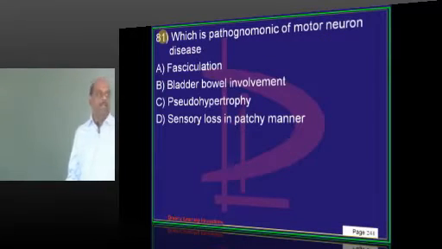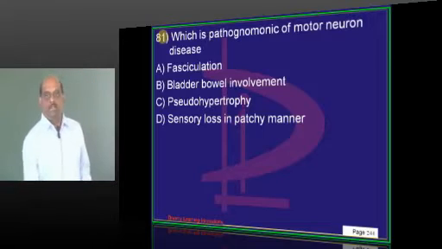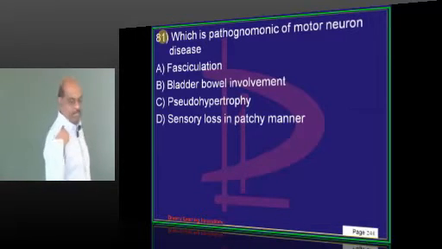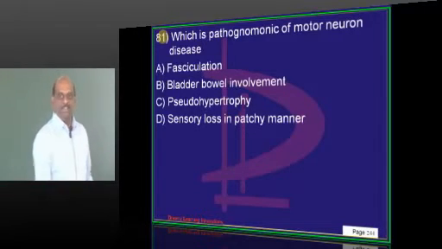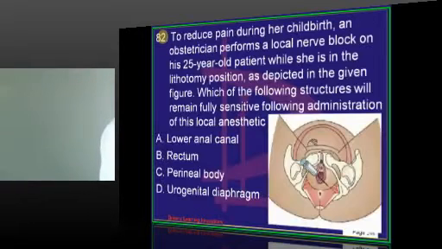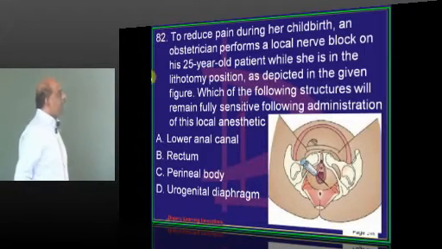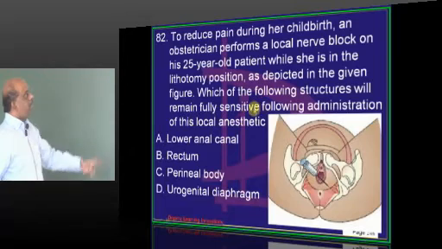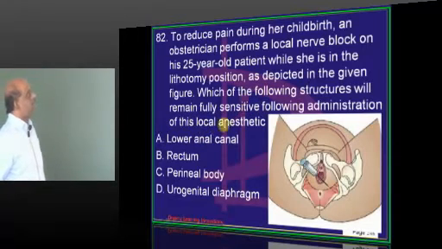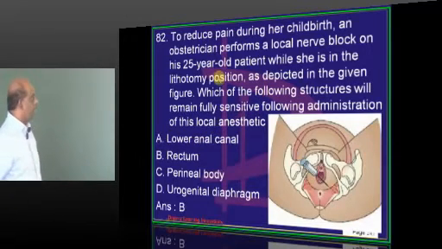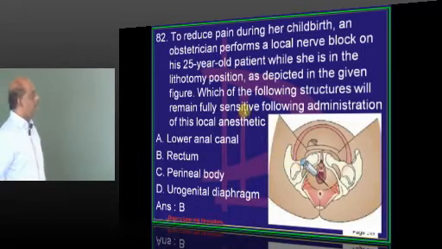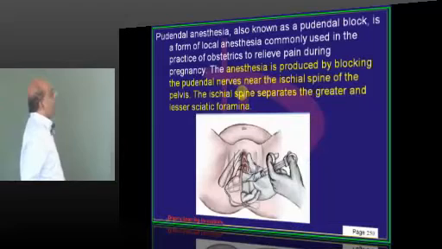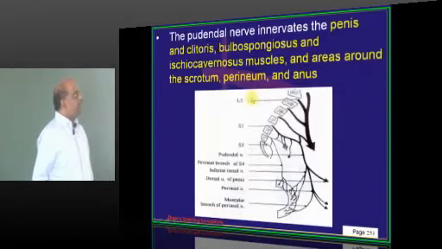Motor neuron disease, what will you find? Fasciculations. The patient will himself show and tell you, see doctor, here it is, my muscle is dancing, and will take your palm and make it feel. There will be some classical patients of MND. To reduce pain during childbirth, which structure would remain fully sensitive after administration of the local anesthetic? Rectum. So you must be quite sure about the pudendal block, and all the areas that lead to development of anesthesia.